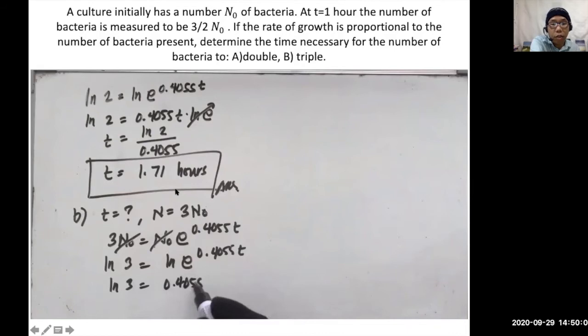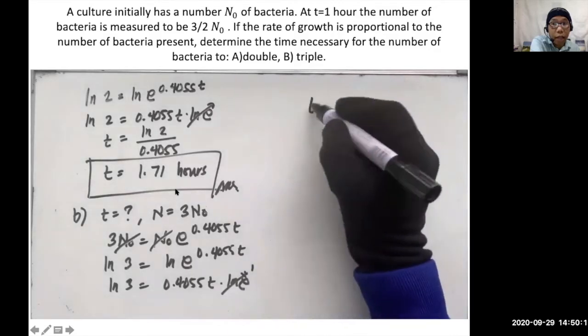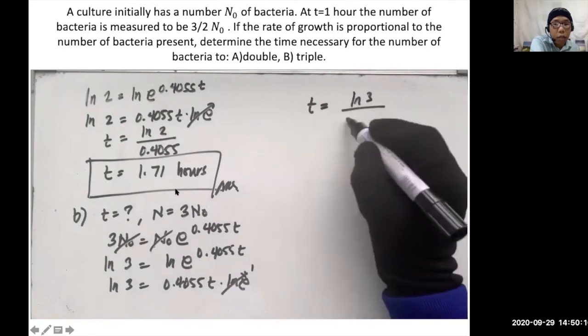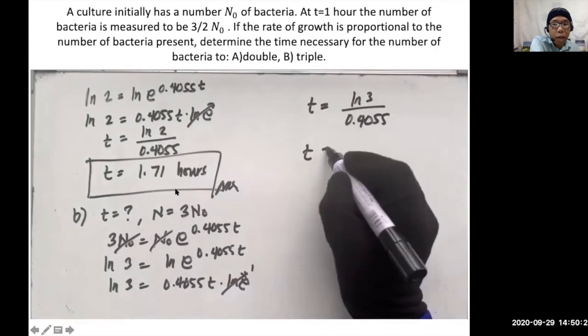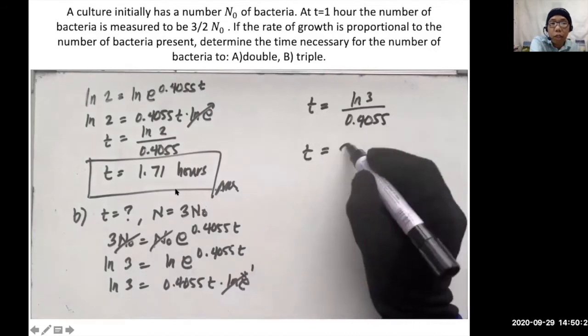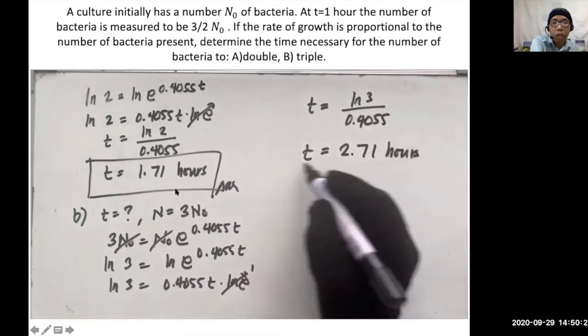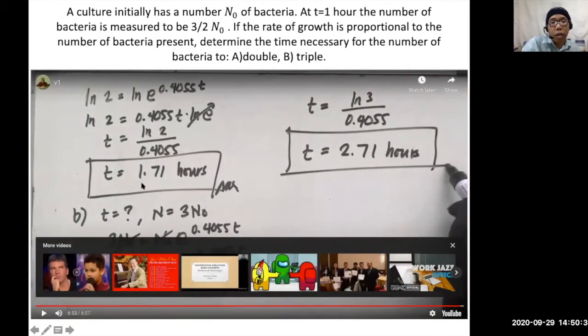So ln of e again is equal to 1. I'm dividing both sides by 0.4055, or ln of 3 halves. It's similar to that. So t is equal to ln of 3 divided by 0.4055, as we have the time, which is equal to 2.71 hours. So this is the time at which the number of bacteria will triple.